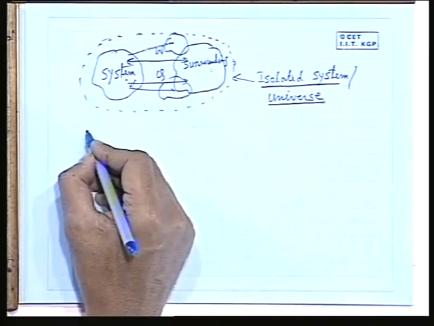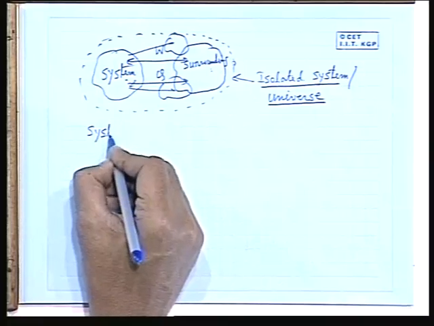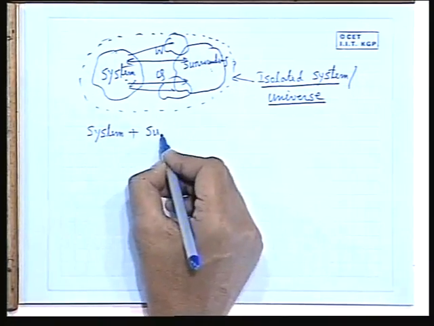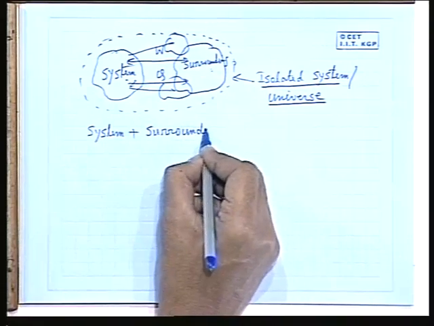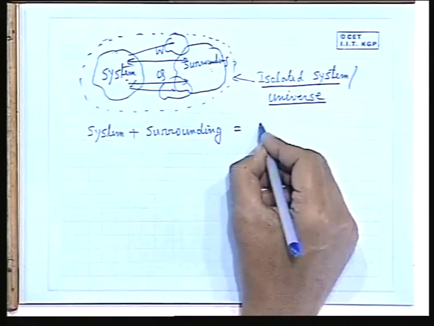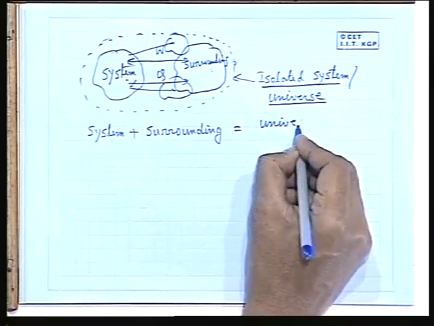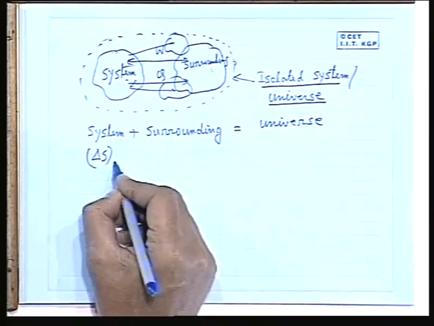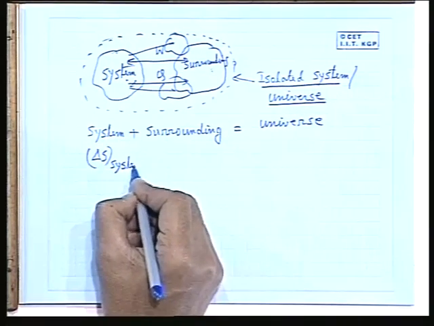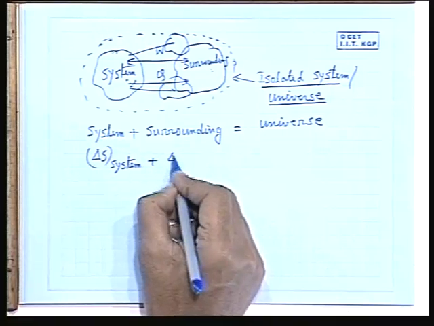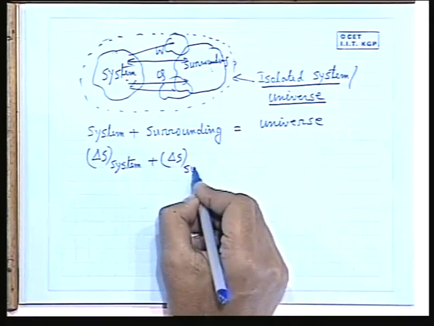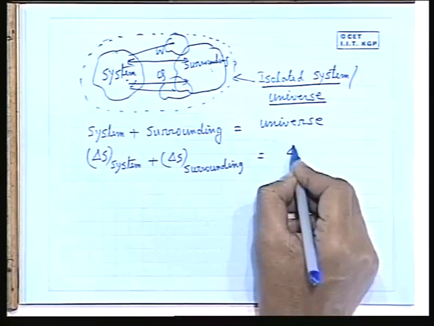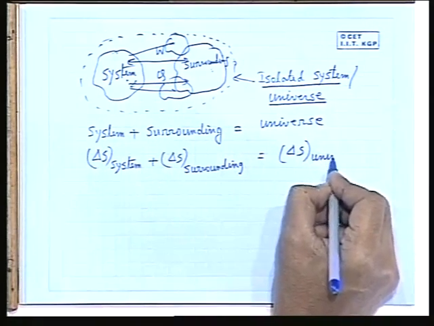So, therefore, we can write system plus surrounding, meaning the interacting system to that system. So, these are interchangeable, system and surrounding. System plus surrounding comprises an isolated system or universe. Therefore, delta S, that is the change of entropy of the system, plus delta S of the surrounding, becomes delta S of the universe or the isolated system.